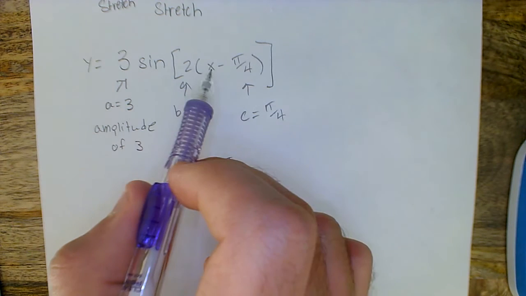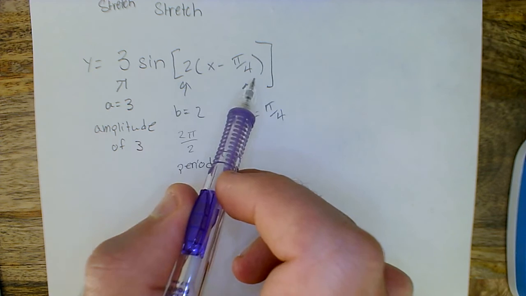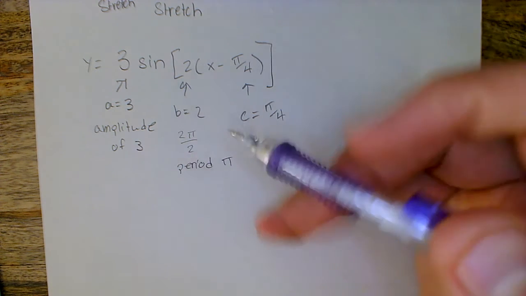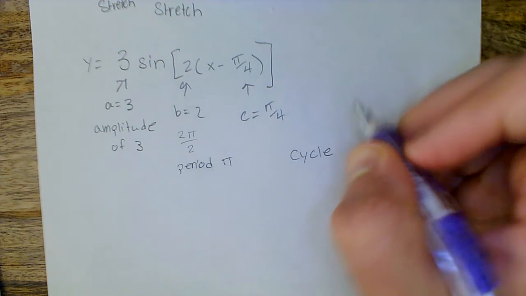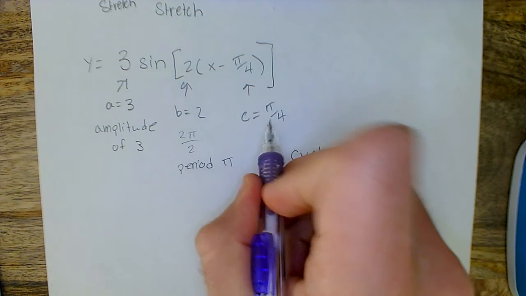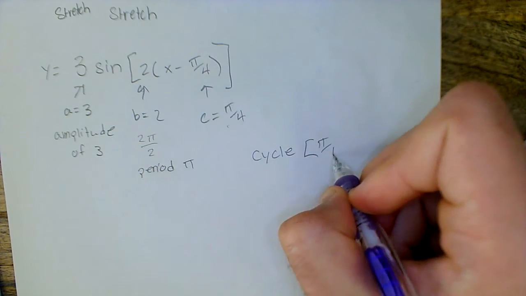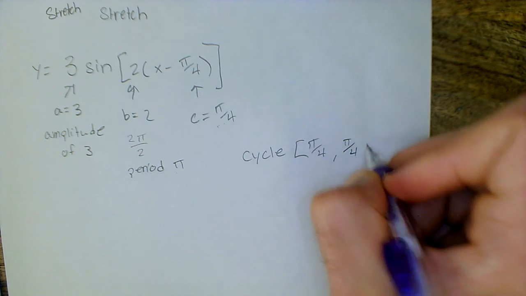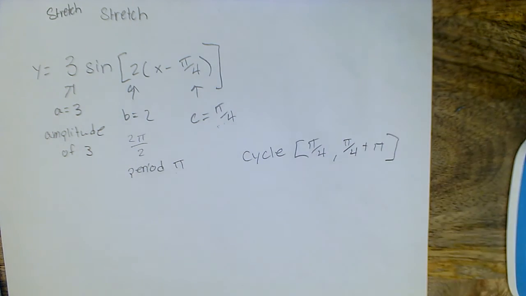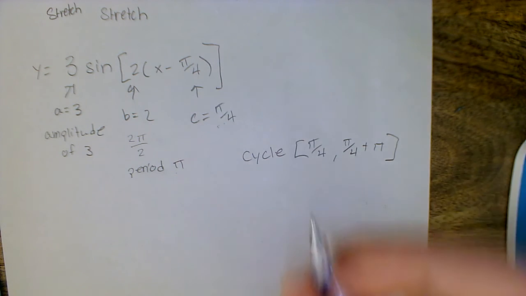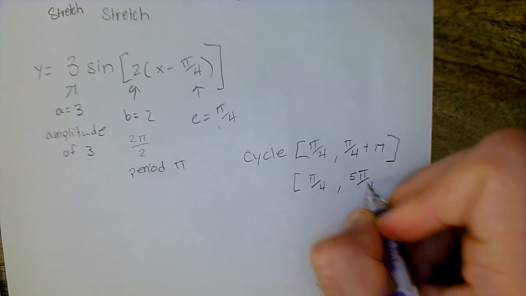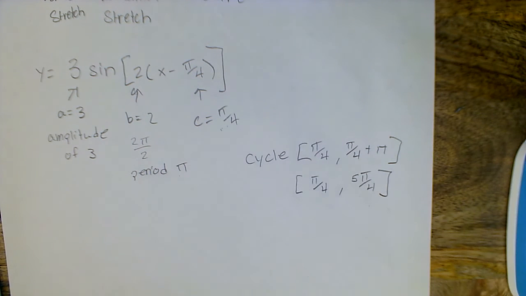So if we want to graph one cycle of y equals 3 times sine of 2 times x minus pi over 4, our cycle begins at our first phase, our phase shift. So you have pi over 4, and then our period plus our phase shift. So pi over 4 plus pi. Okay, so this is the same thing as pi over 4, comma 5 pi over 4.